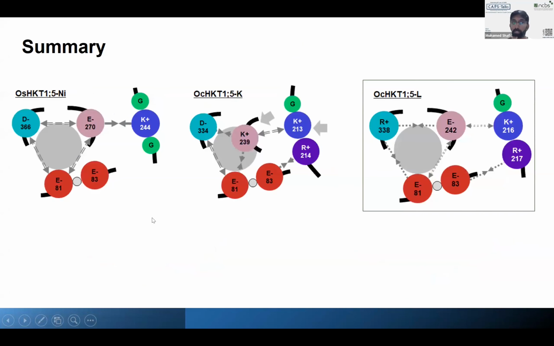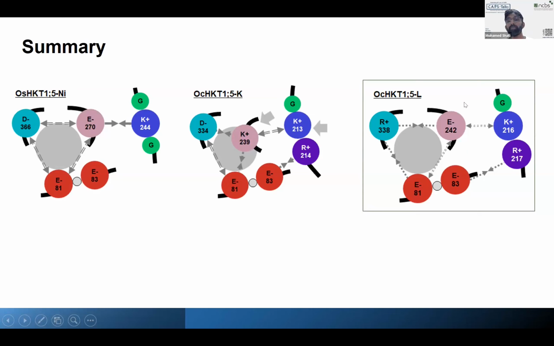So to summarize, in the earlier study we compared Oryza sativa HKT15 with OCHKT15K. There we saw salt bridge formation between oppositely charged residues, which gave higher conductivity for the ions. But compared to Oryza sativa HKT15, which has a negatively charged residue around the pore region, it has lower affinity compared to Oryza sativa.